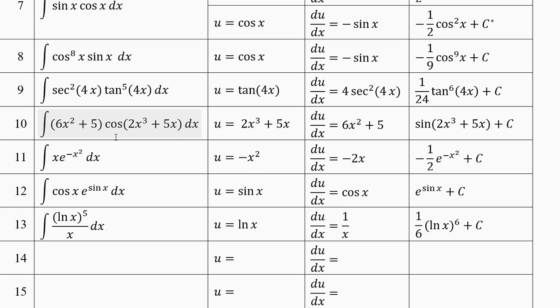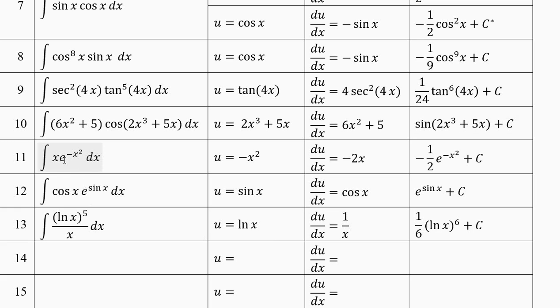And the integration of cosine is plus sine, not minus sine. When you differentiate cosine, you get minus sine. When you integrate cosine, you get plus sine. So here the answer will be sine with the same argument. See, the argument will be the same as in the question. Here in the bracket of the cosine, you have 2x cubed plus 5x. Here also in the bracket of the sine, which is the argument of sine, it is 2x cubed plus 5x. The argument is not going to change. U is fixed throughout.